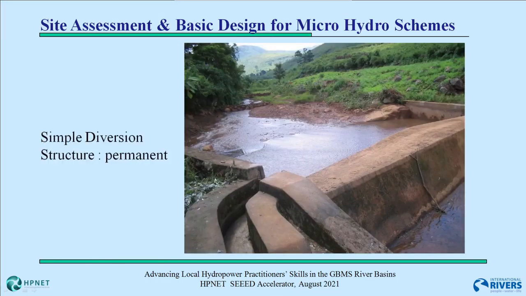This is a typical diversion structure one comes across in many of the mountain streams, where these small concrete dams are built to help divert water for irrigation and for catchment improvement in many states in India. So, if you are lucky to have such a dam in place, this can be easily adopted as an intake structure for a micro hydro also. These structures are permanent in nature.